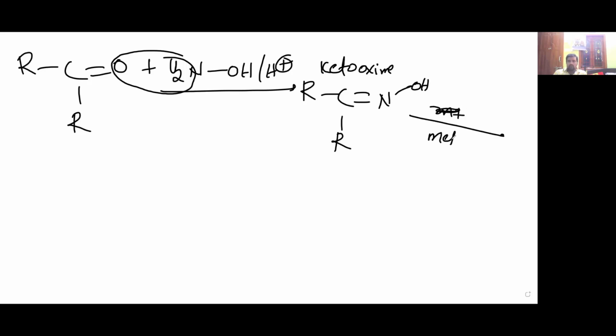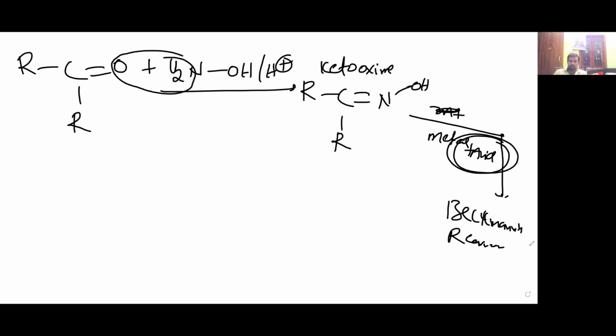This ketoxime further, we are not using metal acids because of the acid. What reaction takes place? Beckmann's rearrangement. So Beckmann's rearrangement reaction takes place. You are not going to get amine if you add metal acid. This video is on the preparation of amines.